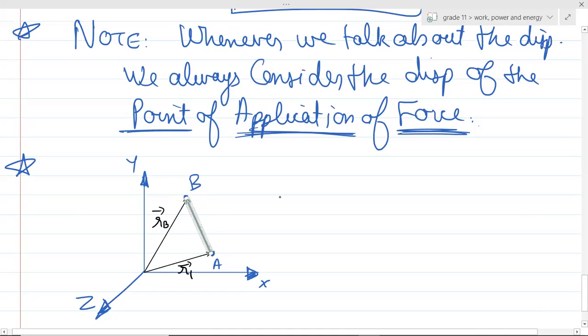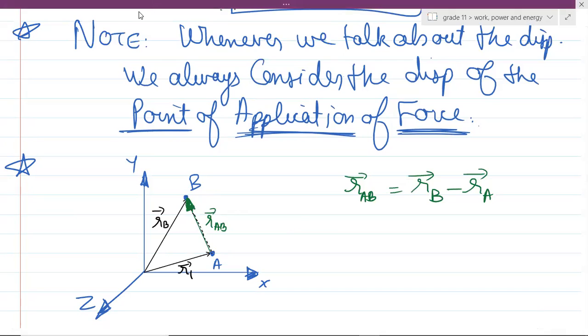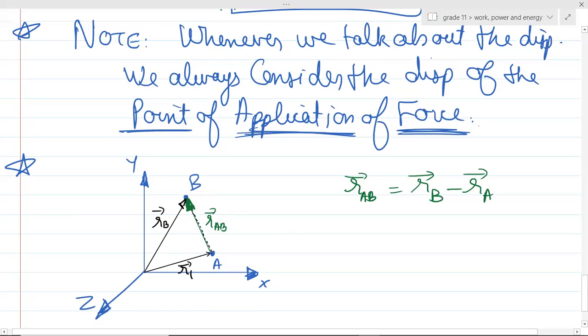The displacement from A to B is a vector. This will be final position minus initial position. This is displacement, right? Does everyone remember this? Remember it. The displacement vector is basically a vector pointing from the initial position to the final position, r_A and r_B. Is this clear?